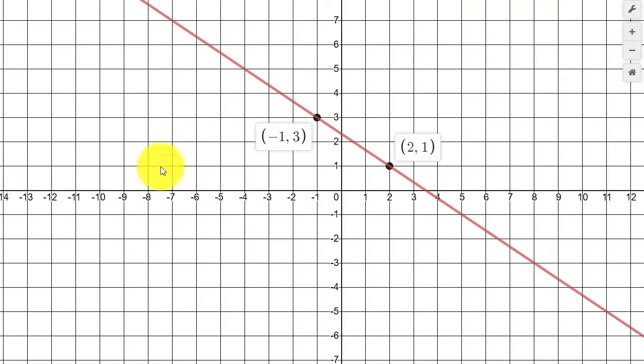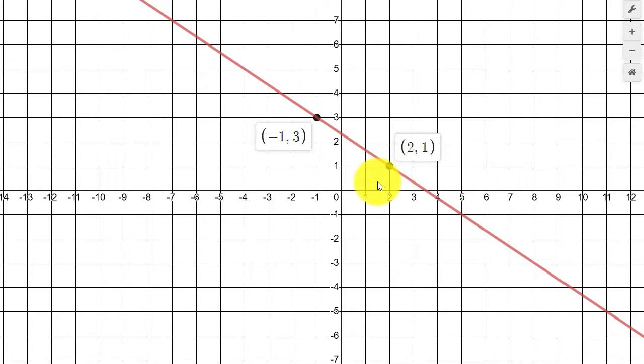So right here is my graph. It's the graph of my line in red. This line is passing through the two given points, and I repeat, the first point on the left is at coordinates -1, 3, and the second point to the right is at coordinates 2, 1.